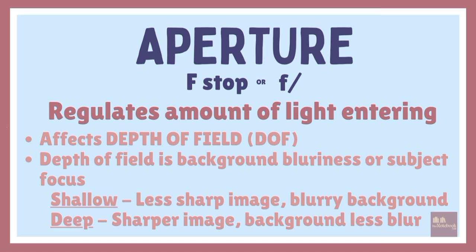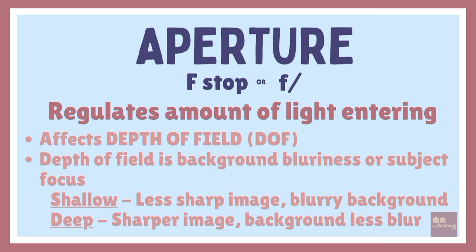Next we have the aperture, which is the f-stop. It regulates how much light will be entering. It affects the depth of field, just like noise or grain and motion blur are affected by ISO and shutter speed. Aperture affects the depth of field, DOF. Depth of field is the background blurriness, or how focused your subject is. If it is a shallow depth of field, then you will have a less sharp image and the background will be blurrier. But if you have a deep depth of field, your image will be sharper and your background will be less blurry.